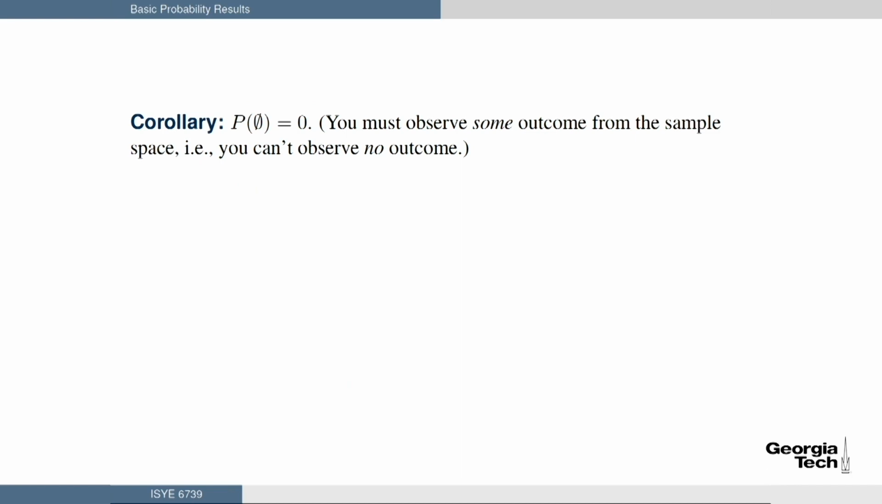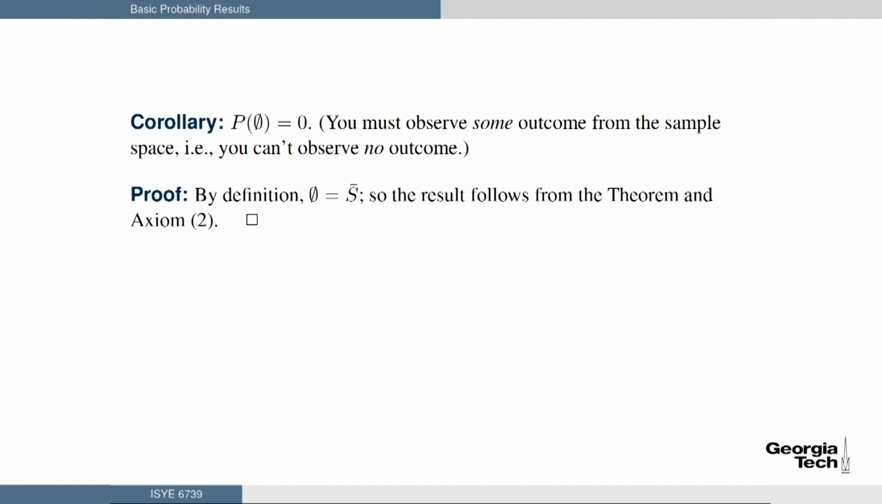Namely, the probability of the null set equals 0. And what that means is you can't observe no outcome. Probability 0 of observing no outcome from the sample space. Or that's equivalent to you must observe some outcome from the sample space. The proof is really easy here. By definition, the null set equals the opposite of the sample space, S bar. So the result follows from that first theorem and axiom 2. Because we know that the probability of the sample space is 1, the opposite of that, 1 minus 1, is 0. Done, done, done.